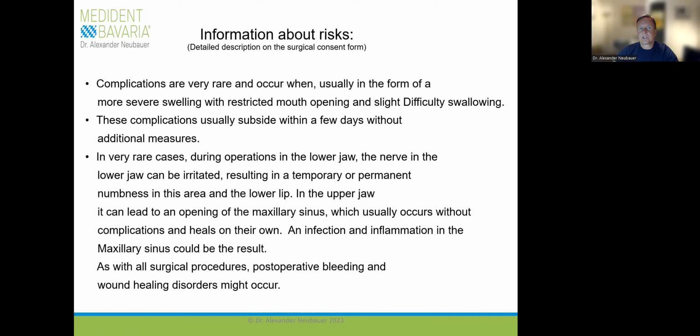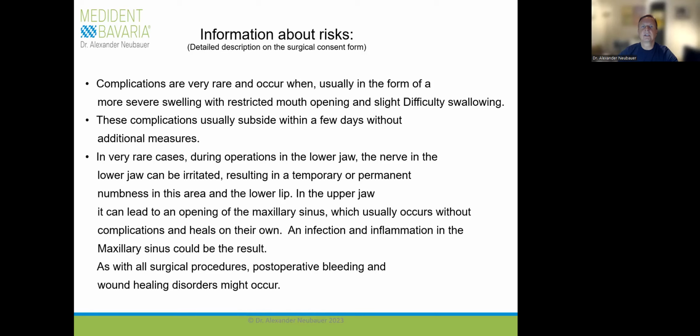As we do a surgery, I have to inform you about the risks. I give you this as a kind of legal thing, from the law I have to do. I give you the main risks of this surgery here in this presentation, and the detailed description of the surgery you will find on the surgical consent form, which we send to you in advance, of course.